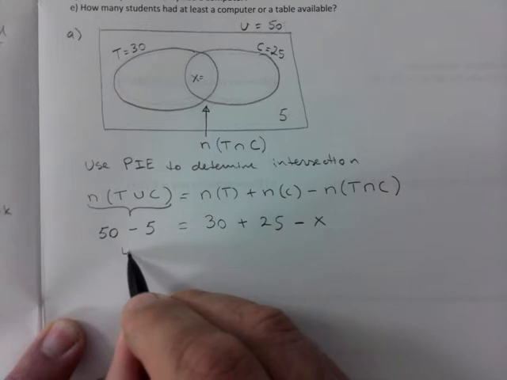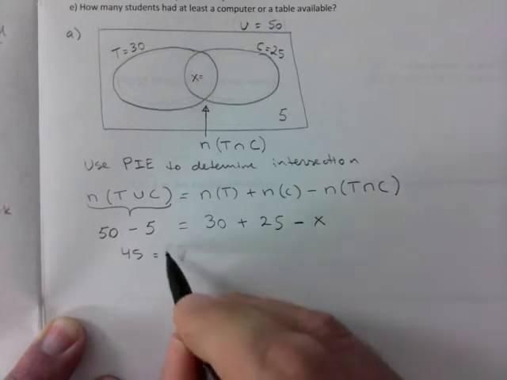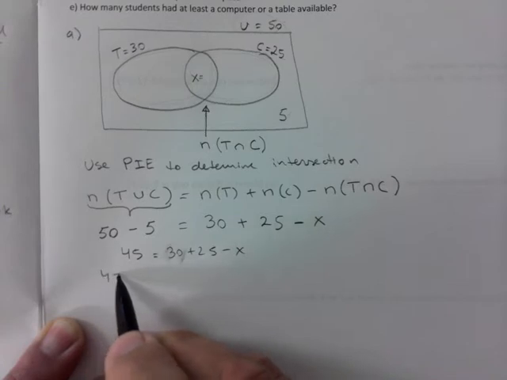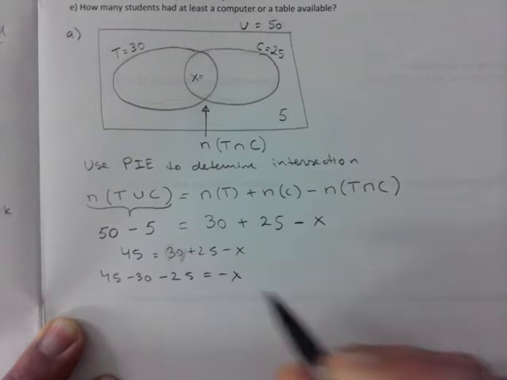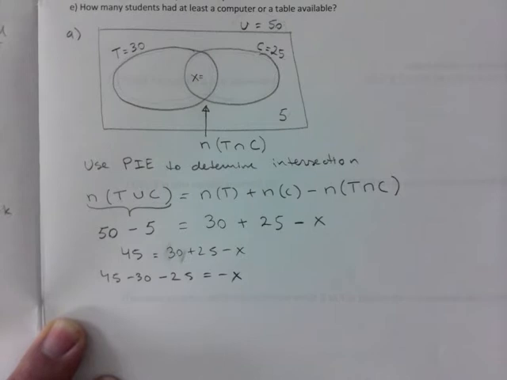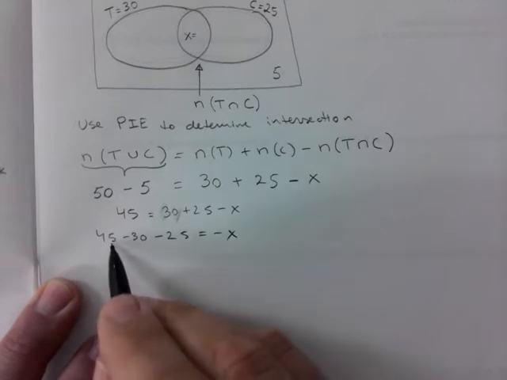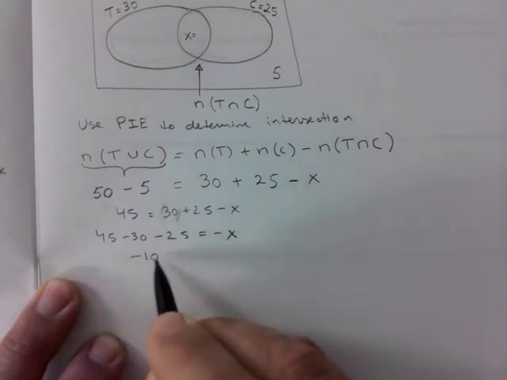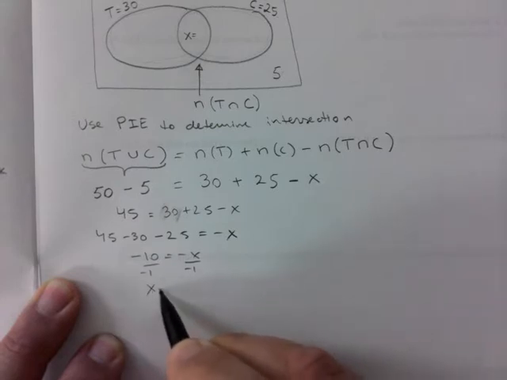So you have that 45 is equal to 30, oh, let's already add that up. Or maybe I'll just leave it. Sorry, I want to be consistent. So then I go 45 minus 30 minus 25 is equal to negative x, and you want x to be negative because this is most likely going to be negative. If your answer is negative at the end, you did something wrong, okay? So this is 55, negative. So you end up with negative 10 is equal to negative x. Divide both by negative 1. And so x is equal to 10.